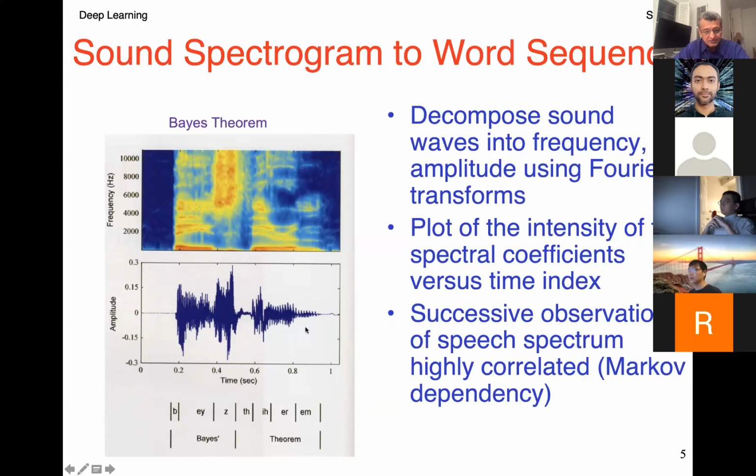This is again Bayes' theorem. And the objective of the recognition would be to take this as input and say that's the sound of B and EY and sound of Z and then sound of TH, IH, Bayes, the whole thing is Bayes' theorem, right? Recognition of that, going from this image, from the spectrogram, to the text.